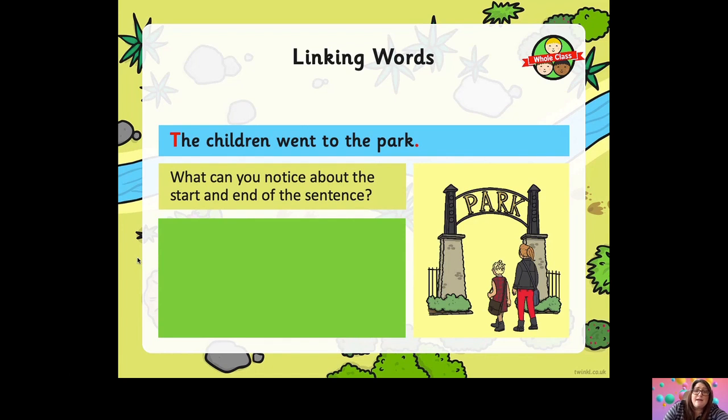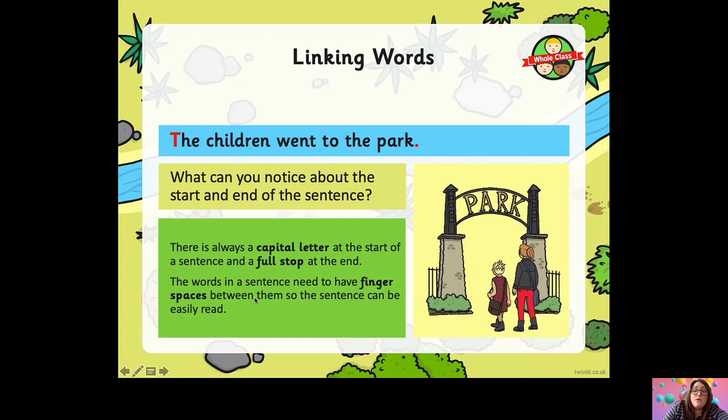What do you notice about the start and the end of the sentence? There is always a capital letter at the start of a sentence, which you can see here. It's a capital letter, and there is a full stop at the end of the sentence. The words in a sentence also need to have finger spaces between them so that the sentence can be easily read.